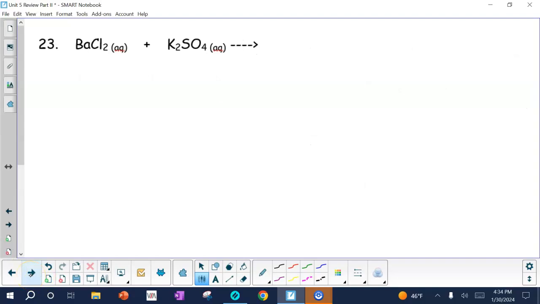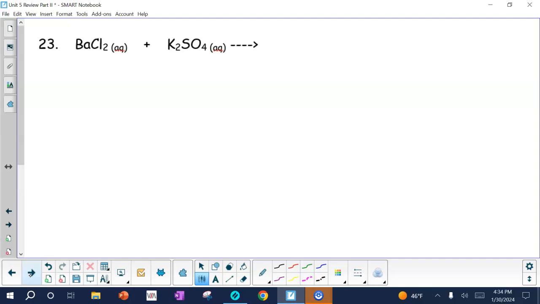For 23, this one we have to predict some products. Okay, so the first thing you realize, this is probably going to be a double replacement. We have 2 compounds, it's going to turn into 2 new compounds. And it's kind of like foiling in algebra. The outer ones go together, the inner ones go together. So the cation of the first will go with the anion of the second. The cation of the second will go with the anion of the first.